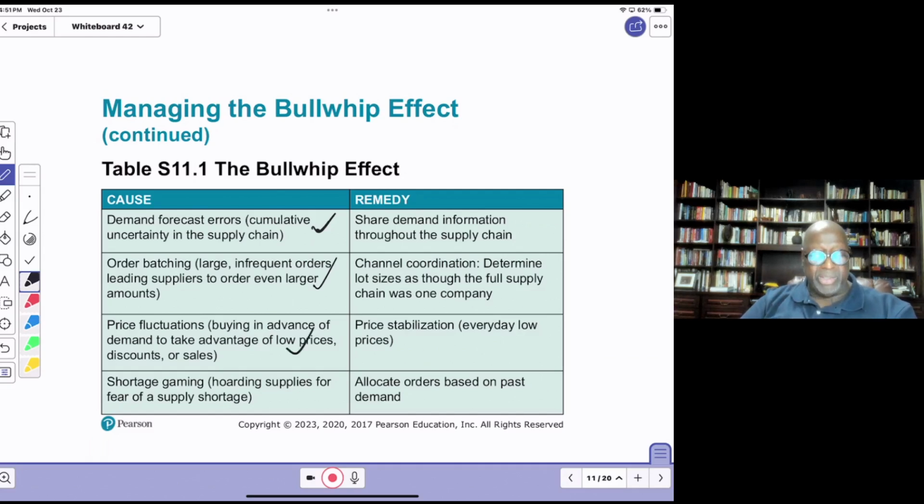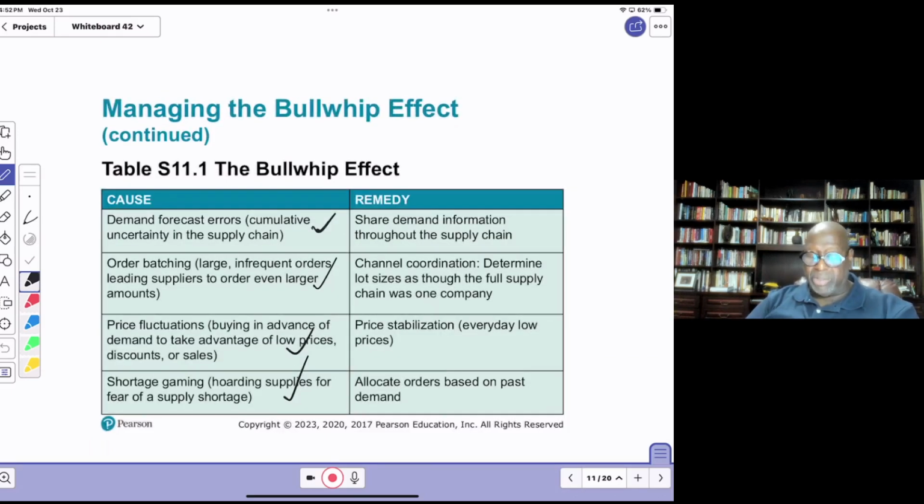Price fluctuations, when you're offering sales and discounts, could cause problems, and sometimes gaming, hoarding supplies for fear of supply shortage. Well, if you're hoarding supplies, then you're placing larger orders so that you can keep it just in case of a potential shortage, in which case you are miscommunicating what the true demand really is for the product and so on.